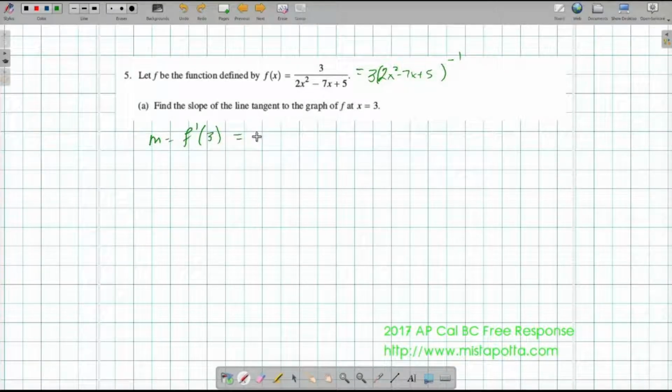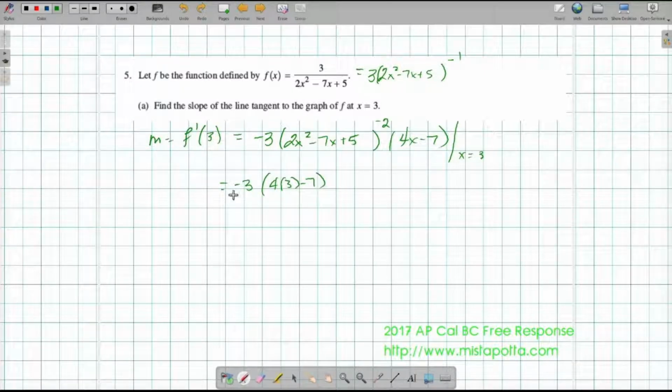So for us, it's going to be negative 3 times my quantity to the negative 2 power, 2x squared minus 7x plus 5, times the chain rule, 4x minus 7. And I'm evaluating this at x equals 3. So I end up with negative 3 times 4 times 3 minus 7 all over 2 times 3 squared minus 7 times 3 plus 5. And of course, this is a beautiful answer. I don't need to worry about trying to simplify this. It's probably not going to be very helpful for me to simplify this.